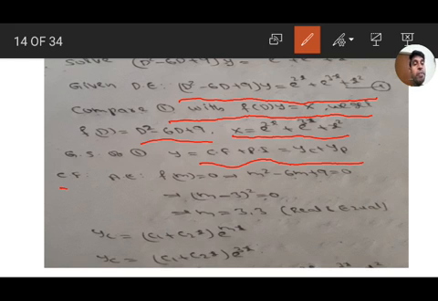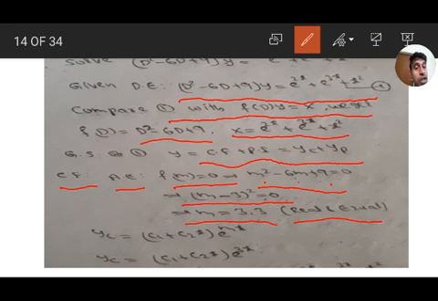First, the complementary function. The auxiliary equation is f(m) = 0, so m² − 6m + 9 = 0. This is of the form a² − 2ab + b², that is (m − 3)² = 0. So m = 3, 3. The roots are real and equal, so the complementary function is (c1 + c2 x) e^(mx). Here m is 3, so (c1 + c2 x) e^(3x). This is the complementary function.